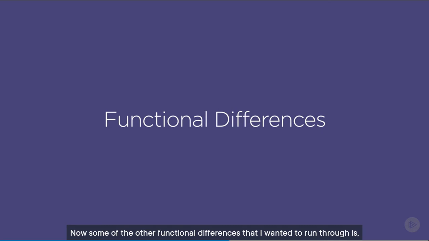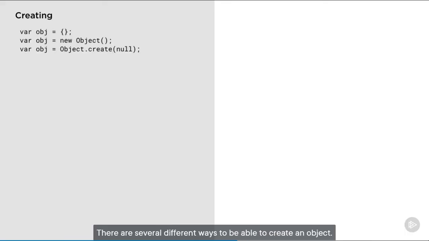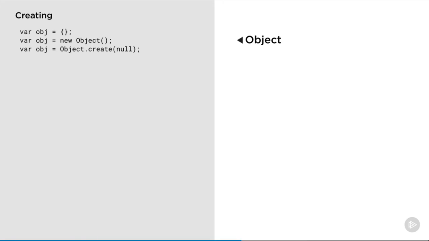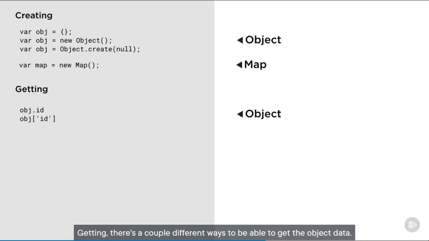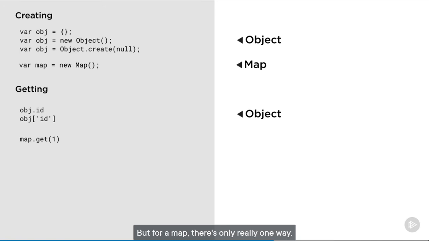Now, some of the other functional differences that I wanted to run through is, for example, creating. There are several different ways to create an object. You can create a blank object, you can create a new object as well. But for maps, there is just one way to create a map. So it simplifies the whole process and makes it more consistent. There's a couple different ways to get the object data, but for a map, there's only really one way. You use the get method.